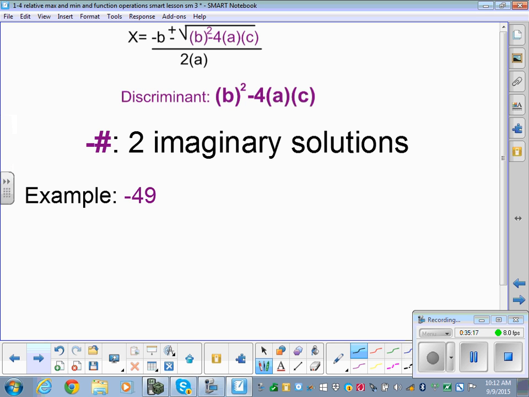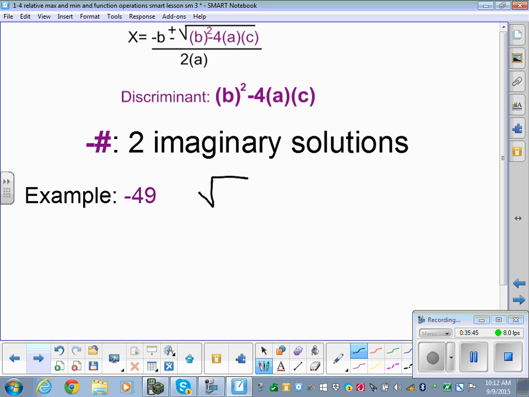Okay, so if you get a negative number as your discriminant, meaning you calculate b squared minus 4ac and you get a negative number, think about what the discriminant is. That would be a negative number under the square root, true? So let's say our example was negative 49 underneath the square root, that is our discriminant. So you know right away you're going to have two imaginary solutions, but here's why. This will help you not have to memorize it.